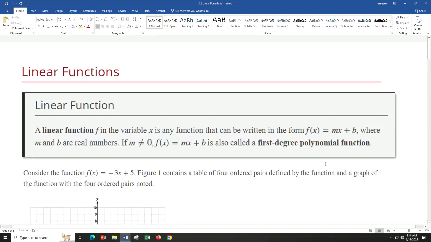Linear functions. Linear. You like that? Slope-intercept form. Except instead of y is equal to mx plus b, notice what we got here. Let's look at the definition. A linear function f, does it have to be f? No. It can be g, it can be h, it doesn't matter. In the variable x is any function that can be written of the form f of x is equal to mx plus b, where m and b are real numbers, we know what those are, any number. If m is equal to 0, oh, m cannot equal 0.